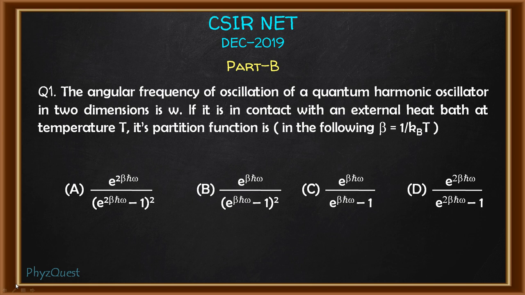So question number 1 is: the angular frequency of oscillation of a quantum harmonic oscillator in 2 dimensions is omega. If it is in contact with an external heat bath at temperature T, its partition function is, that's what we need to find out. 4 options are given and we need to find out the correct option. So let's start.